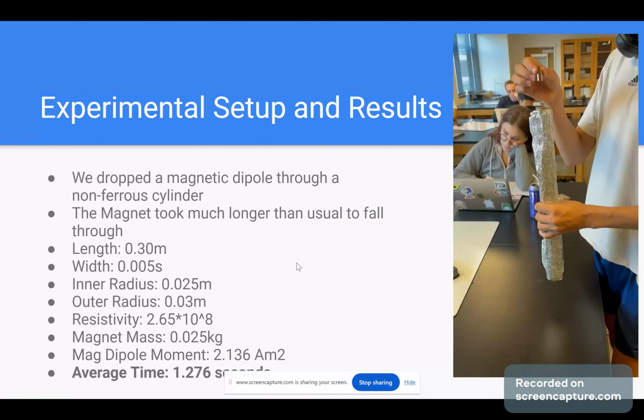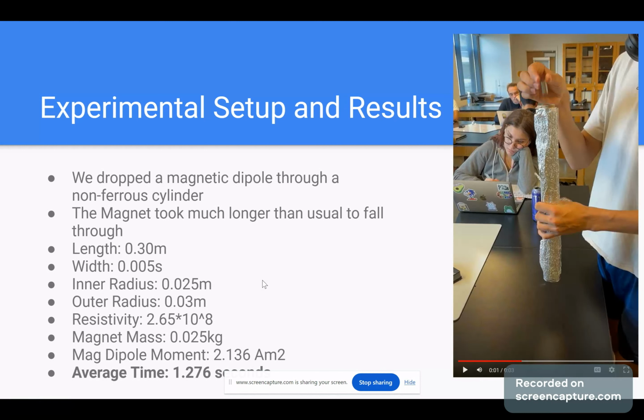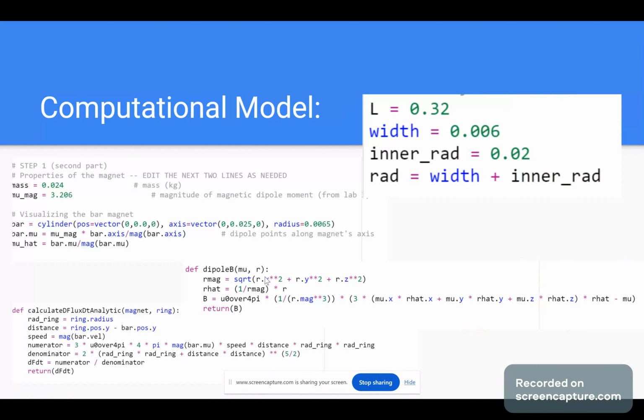So we ran that trial 5 times and came up to that average of 1.276. So here are just a few bits of my computational model, parts that I actually worked on. It's first with the initial conditions up top right, and then step one, we edited the magnet to give the correct mass and magnetic dipole moment. And then the bottom two functions.